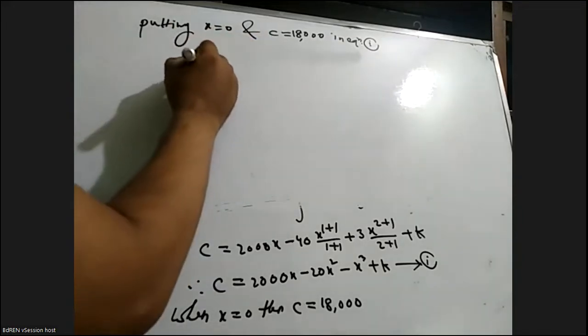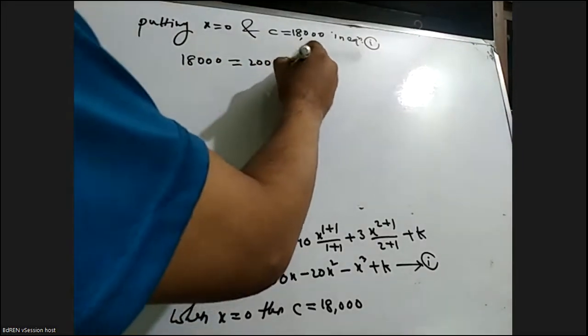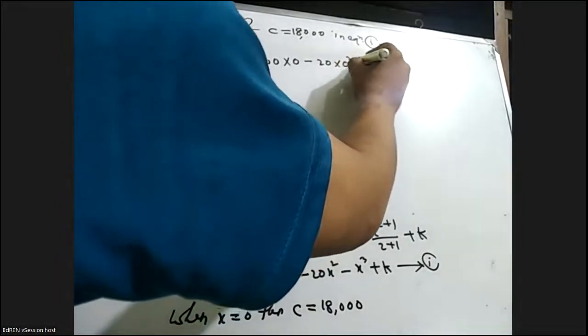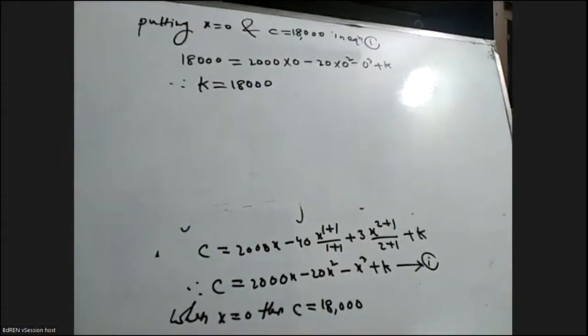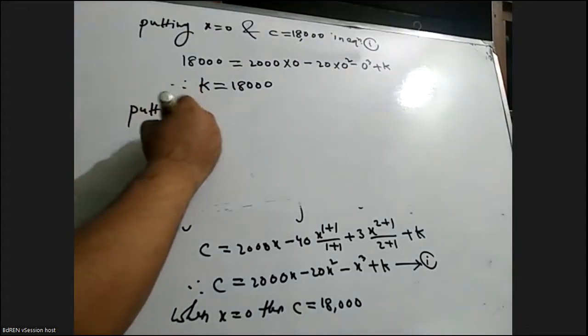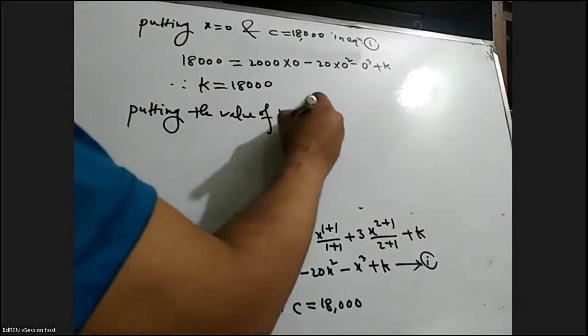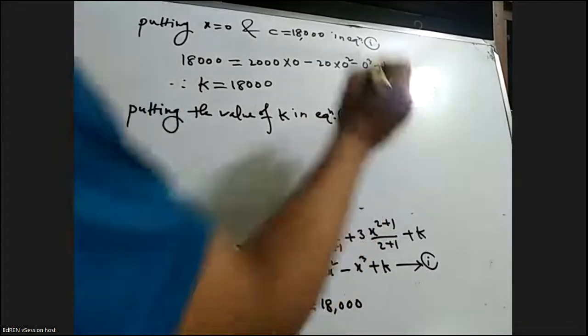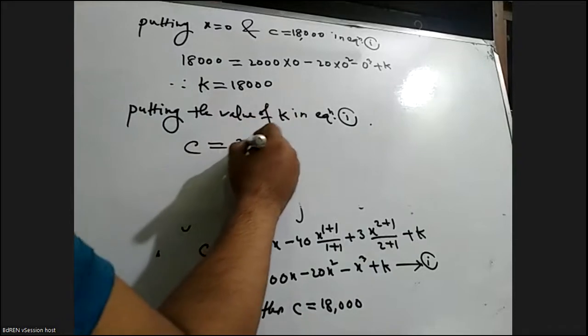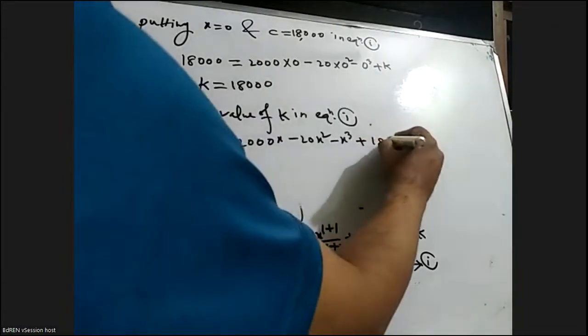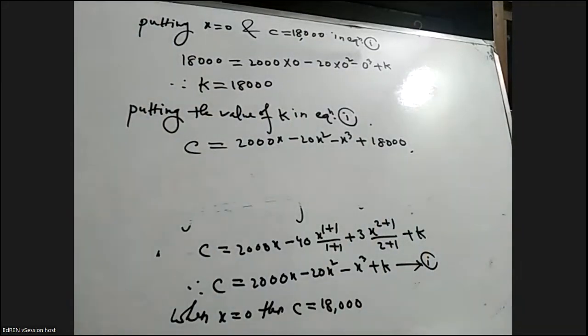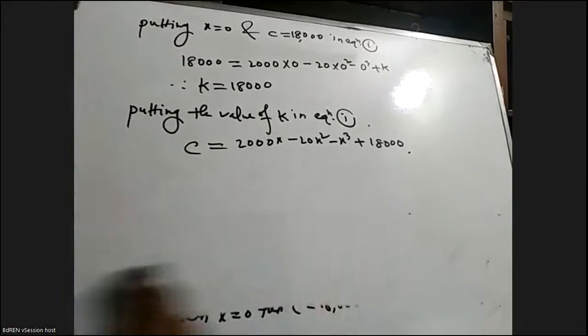Then we get c equals 18,000 equals 20,000 multiplied by 0, 20 multiplied by 0 whole square minus 0 whole cube plus k. Therefore, k equals, obviously, 18,000. So putting the value of k in equation 1, we get the total cost of the production. Plus k equals 18,000. This is the required total cost. This is the first answer.